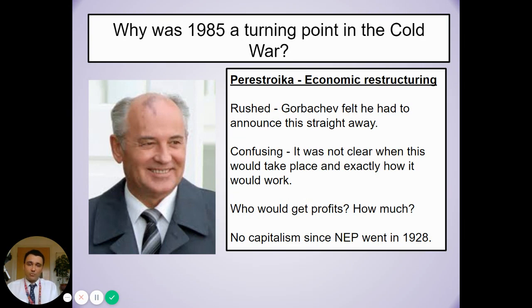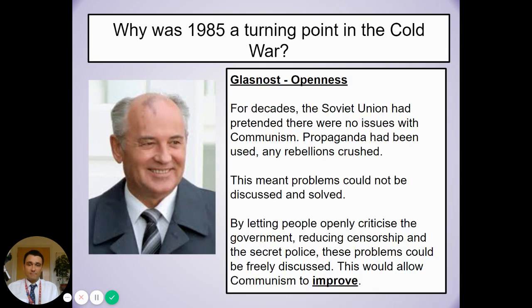The problem is that this was rushed. Gorbachev basically, as soon as he became leader, felt he had to announce this straight away. There was no time to waste. And this was confusing. It's not clear when this would start. Does it start right away? How does this work? What counts as a small business? And who gets the profits? How much profit do you get? How much goes to the government? And we need to be clear here, there'd been really no capitalism in the Soviet Union since NEP went in 1928. And also, the Soviet Union was a communist country. So although this was a good idea, giving people more cash if they produced better quality goods, it was rushed and it was confusing.